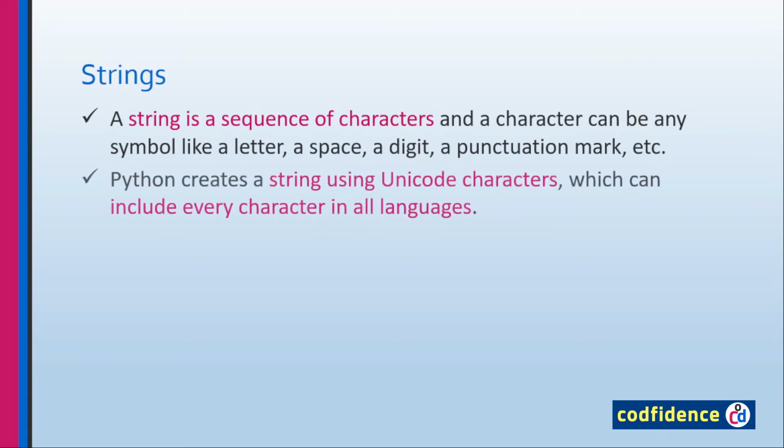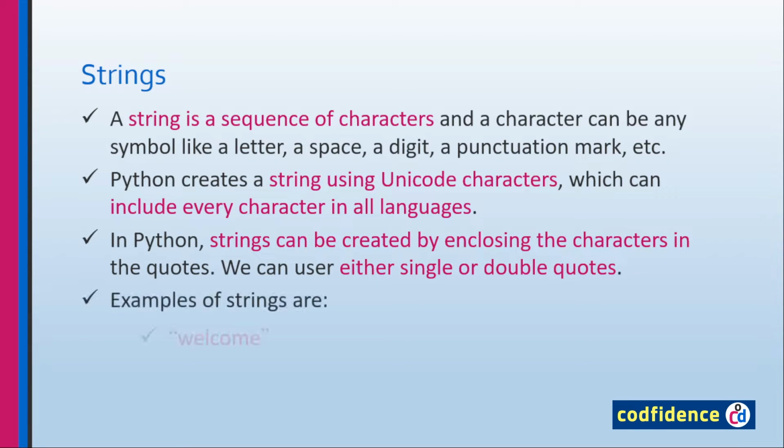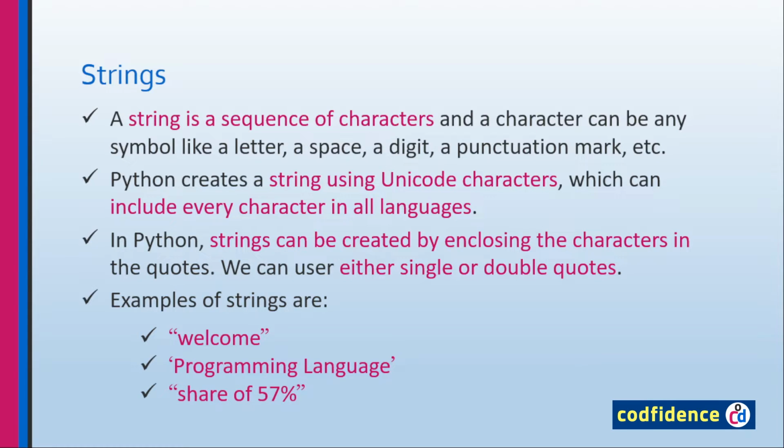A string is a sequence of characters, and a character can be any symbol like a letter, a space, a digit, a punctuation mark, etc. Python creates a string using Unicode characters, which can include every character in all languages. In Python, strings can be created by enclosing the characters in the quotes. We can use either single or double quotes. Examples of strings are welcome, programming language, share of 57%.